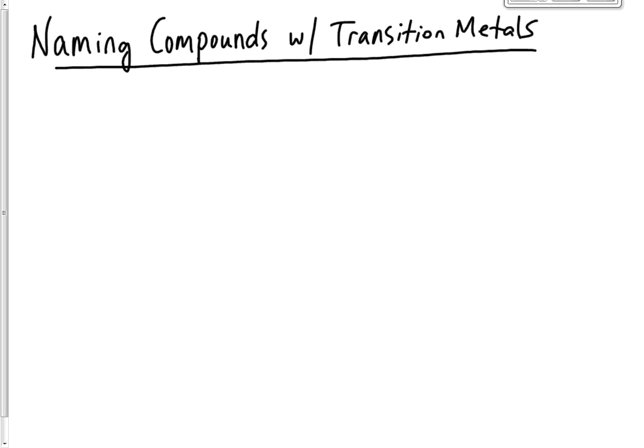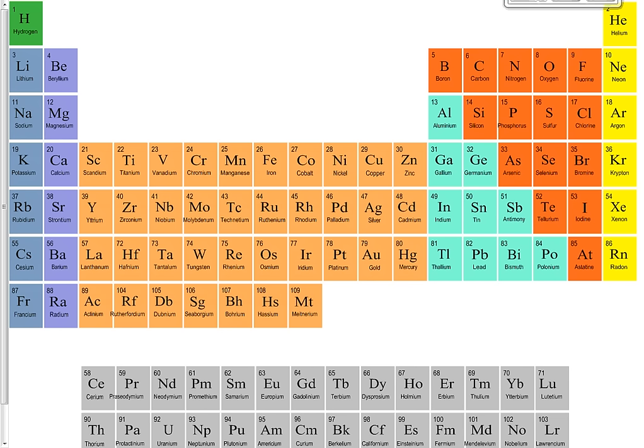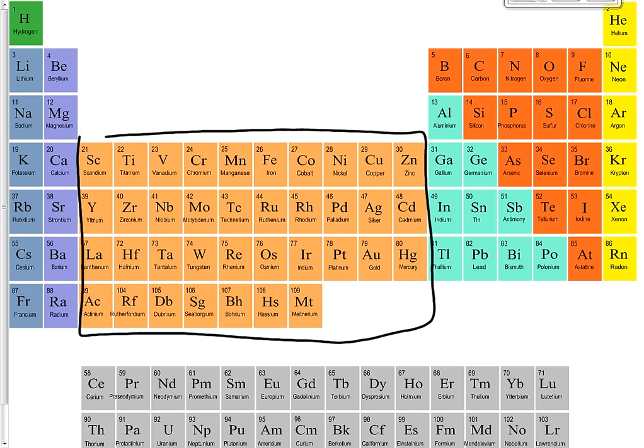Okay, so we're going to talk about naming compounds that have transition metals in them. So let's first look at what a transition metal is. If we've got our periodic table here, your transition metals are all of these in the orange here. Okay, so these are the metals that we're going to be focusing on. A couple of things just to make sure that we're clear on.